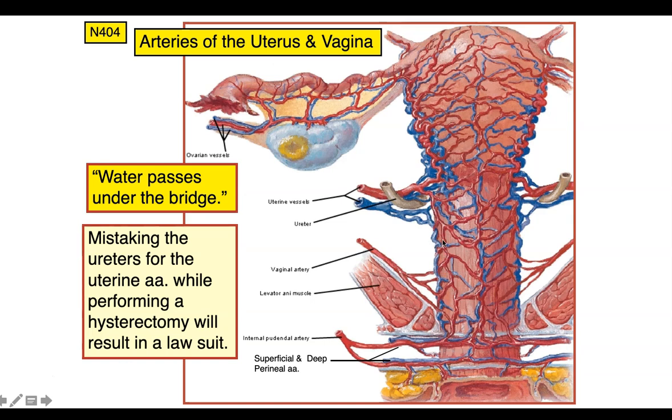The vagina gets its blood supply from the vaginal artery. Also, in the most external aspect, the vaginal orifice and the vagina in the superficial and deep perineal pouch get their blood supply from the perineal branches of the internal pudendal artery.